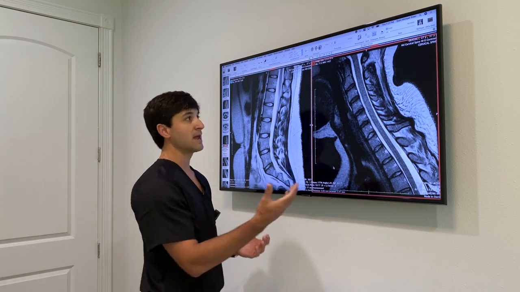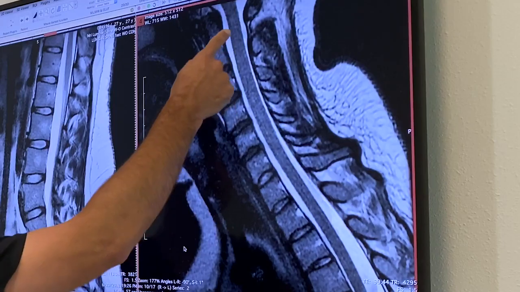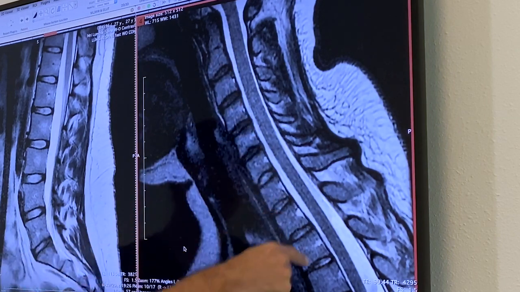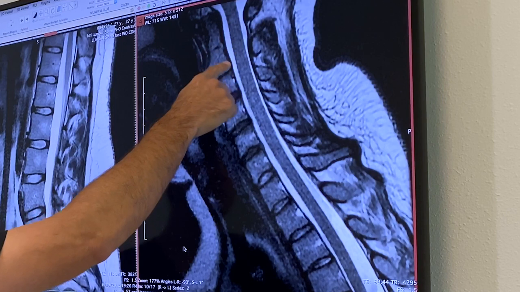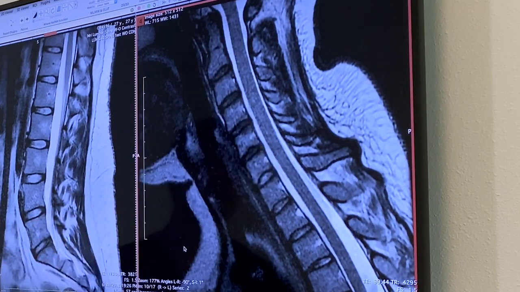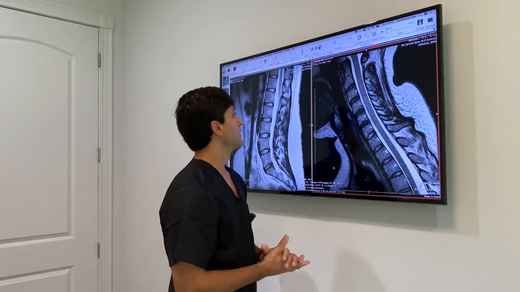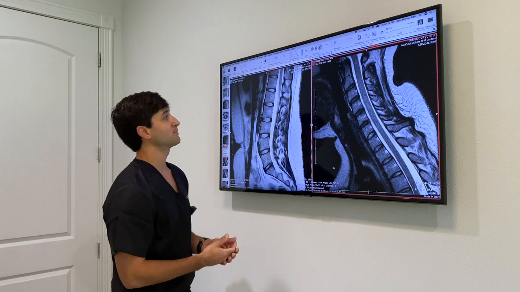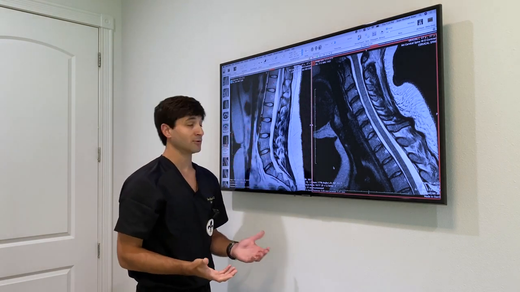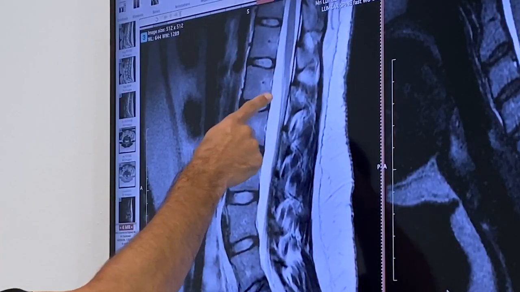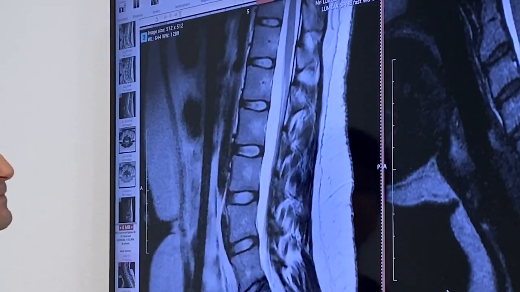If we start here with the neck or the cervical spine, we can see this dark strip right down the center. That's the actual spinal cord. And this bright fluid, this white fluid around the dark strip, is spinal fluid. Similar here in the low back or lumbar spine, this strip here is the spinal cord. It usually ends around L1 or L2 and finishes its course through the spinal canal as nerve roots.